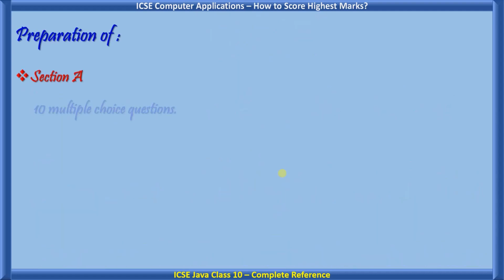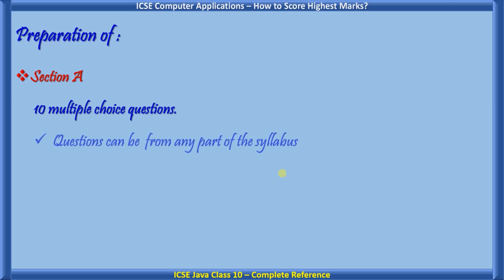Section A. There are 10 multiple choice questions. The questions will be from any part of your syllabus. So you need to go through the notes or textbook, and also there are chances that the choices given as answers may be confusing. So if you are very clear with your concepts, then you don't need to worry.